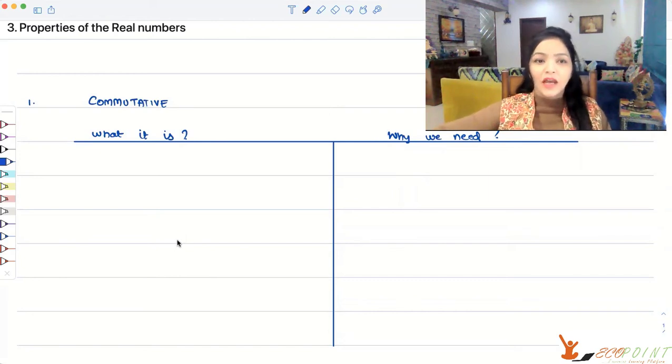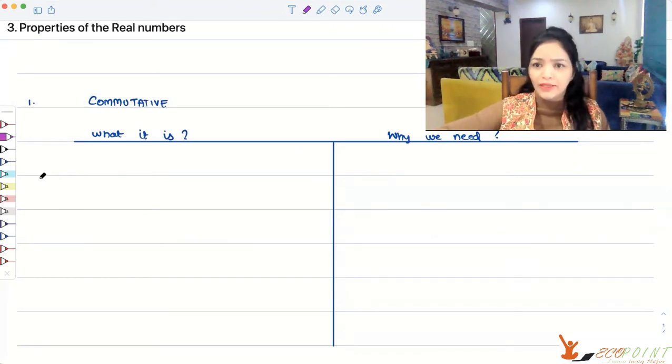Hello, friends. Today we will be talking about some properties of real numbers which we use blatantly in our real life. And we will now enumerate these properties and how they are helpful to us. So, what is it and why we need it? These are the two answers that I'm going to give you for each of the properties. The first property that we will be talking about is commutativity.